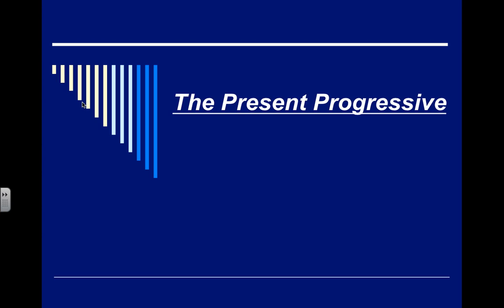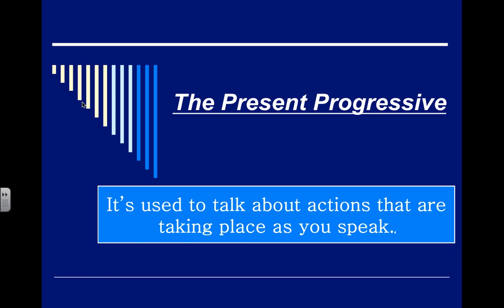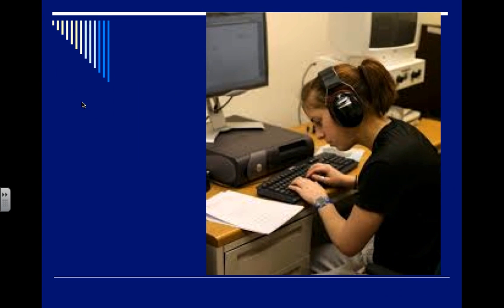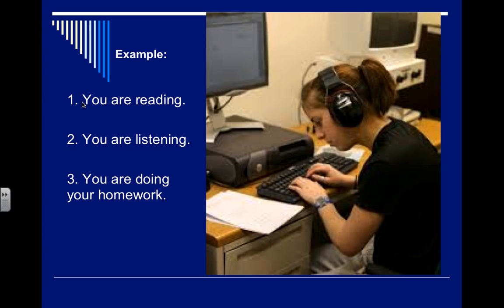The present progressive. We use this to talk about actions that are taking place as you speak. For example, let's take a look at this picture. This girl... I could use a sentence of imagine if it's you. I could say you are reading, or you are listening. You are doing your homework as you are now, and I am talking.